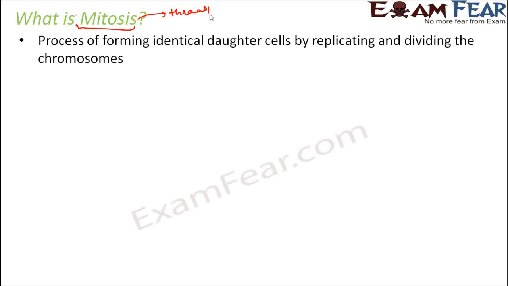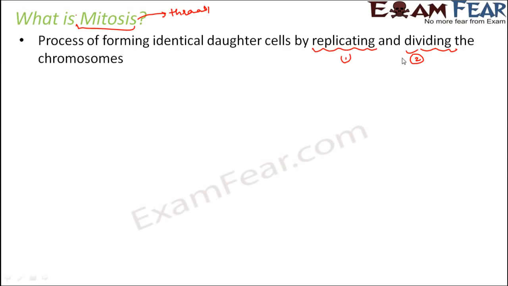Now, how does this process take place? There are two concepts behind mitosis. One is replication and the second is division. So it will replicate and then divide. Replicate means the DNA will replicate. One set of DNA will form two sets of DNA and then it will divide. So it will give one set of DNA to one daughter cell, the second set of DNA to the second daughter cell. Very simple funda. Just replicate and divide. Replicate the DNA and then divide it amongst the daughter cells.